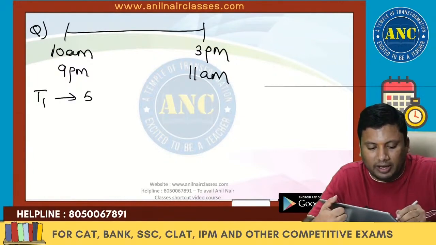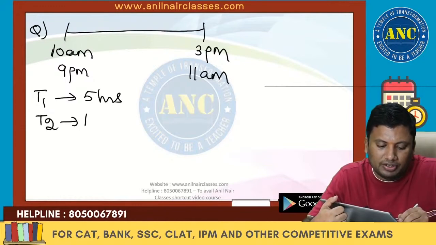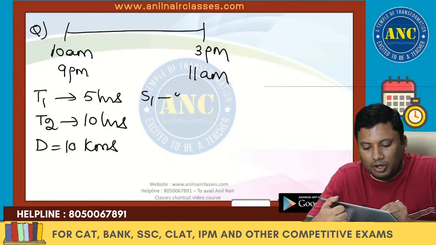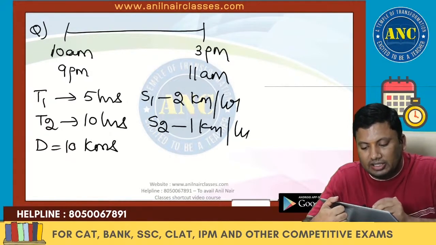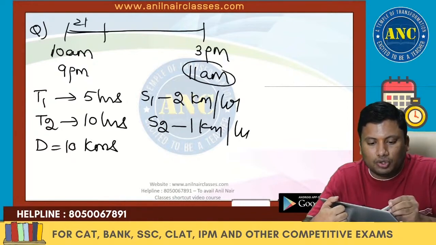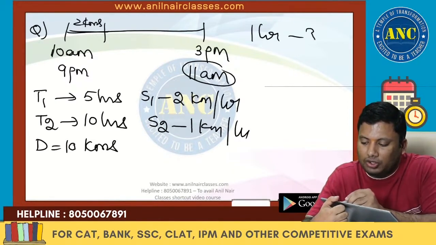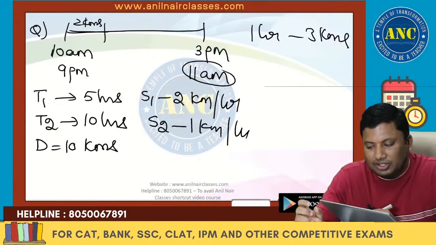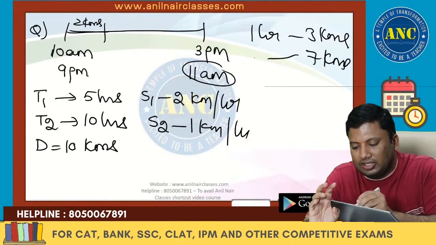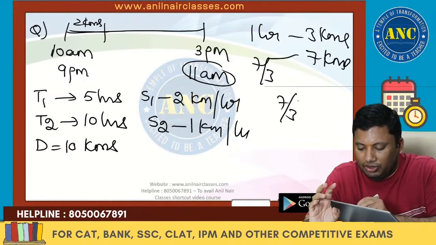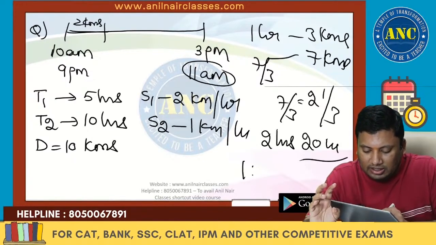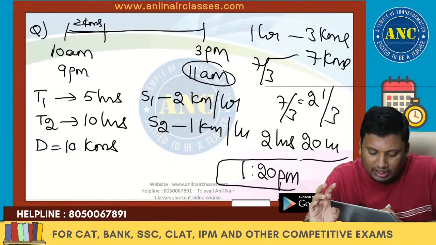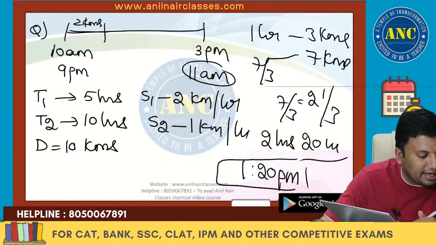Say it orally. This will be 5 hours. This will be 10 hours. D is LCM of T1, T2. It is 10. S1 will become 2 kilometers per hour. S2 will become 1 kilometer per hour. Second train started at 11. First traveled for 1 hour, 2 traveled. 1 hour 2 this side, these 3. Out of 10, 3 traveled. Remaining is 7. 7 by 3 is nothing but 2 1 by 3, 2 hours and 20 minutes. So the answer is 1:20 p.m. I hope the idea is clear.